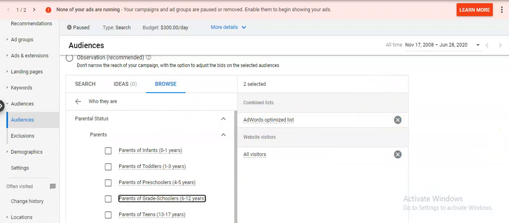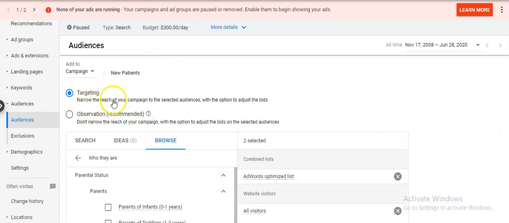Okay, so there are two options. Target, this one allows you to narrow the reach of your campaign to the selected audience. So only those that you select will be shown your ad, and of course you'll be able to adjust the bids. Whereas over here you won't narrow the reach of the campaign. In fact, you just expand it based on the selection.